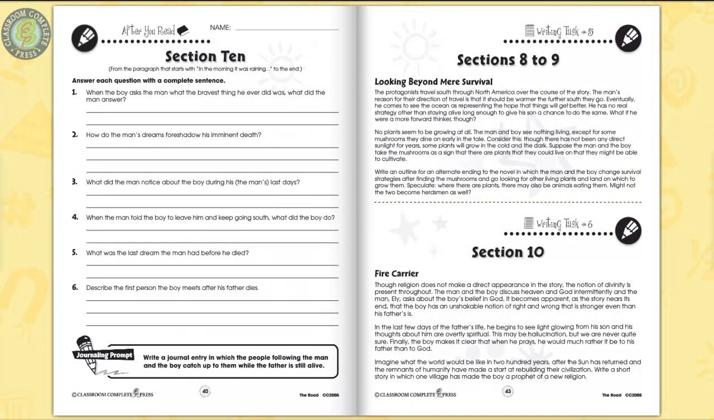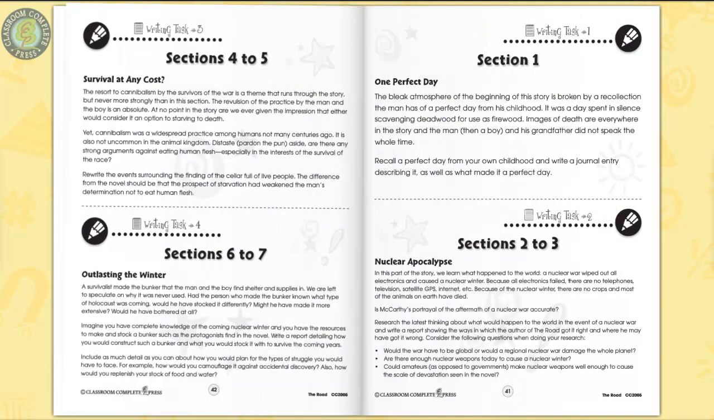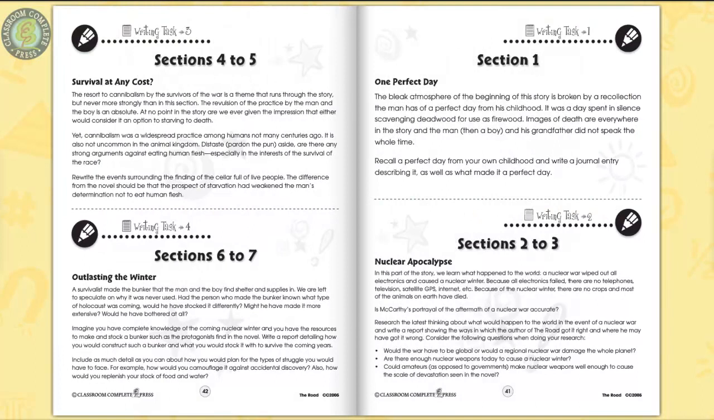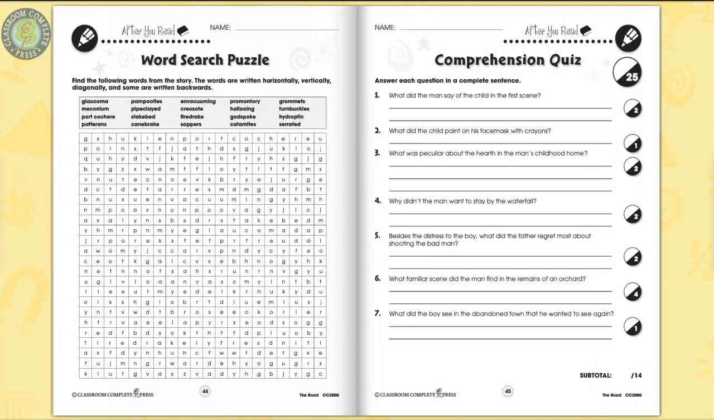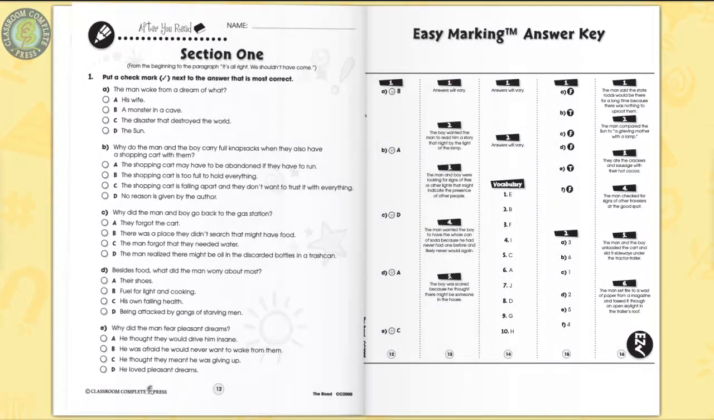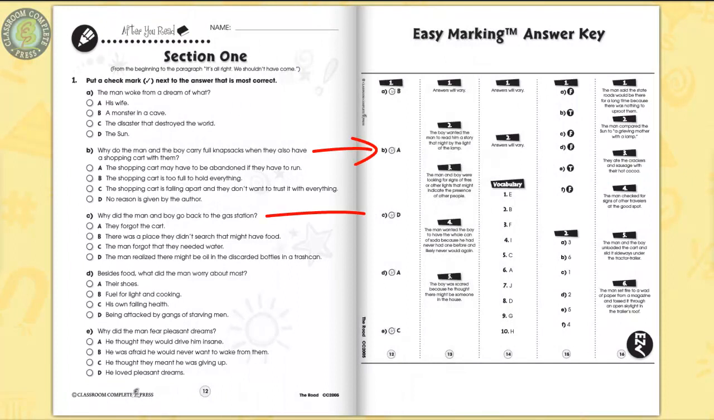Supplement an existing unit with in-depth writing tasks, such as imagining a nuclear winter is approaching, and you must make a plan to stock up your own bunker for survival. A word search puzzle and comprehension quiz ends the unit. The easy marking answer key works by lining up perfectly with the matching question pages.